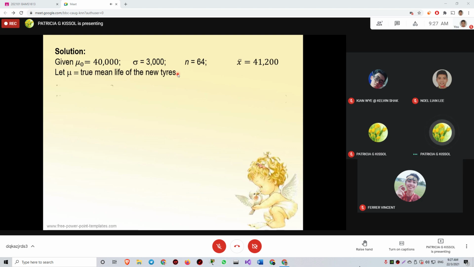Here we state the null hypothesis: the mean is equal to 40,000, which was the normally distributed mean. Therefore the alternative hypothesis is the mean is greater than 40,000, whereby we are basically stating the claim that the mean life of the new tires is better than the old tires. So that is our alternative hypothesis. Do you understand, class, how we derive that?